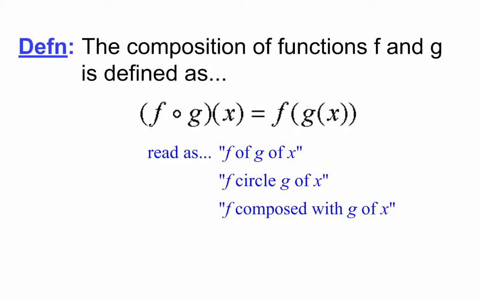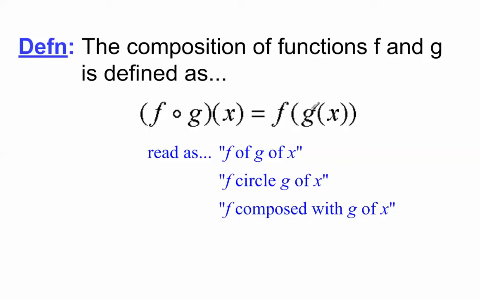Function composition. This is probably something a little bit new, so let's take a look at the definition. It says composition of two functions f and g is denoted this way, f with a little circle g of x, okay? And that means f of whatever g of x is.